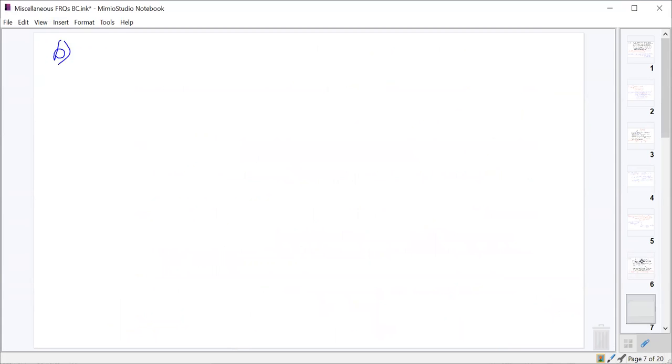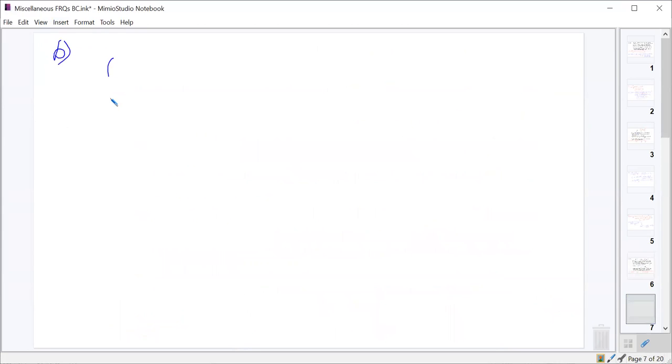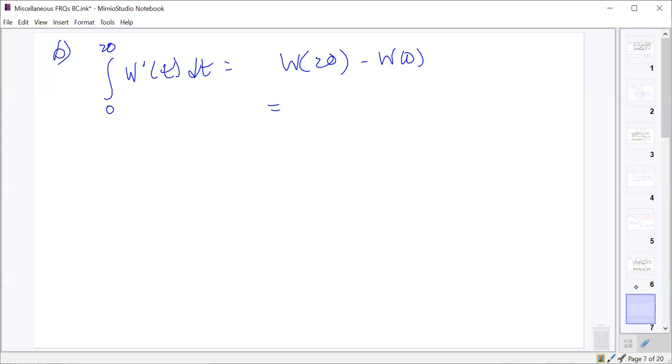Part B, a little bit different. We're going to evaluate the integral from 0 to 20 of W prime, and then talk about what that means. So integral from 0 to 20 of W prime, just using the second part of the fundamental theorem of calculus, should be W evaluated at the upper limit minus W evaluated at the lower limit. And just looking back at the chart, that should be 71 minus 55, which is 16.